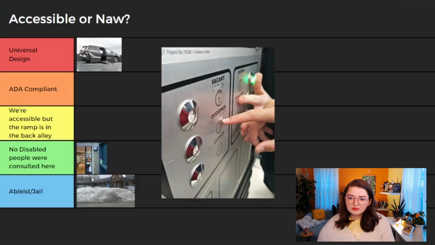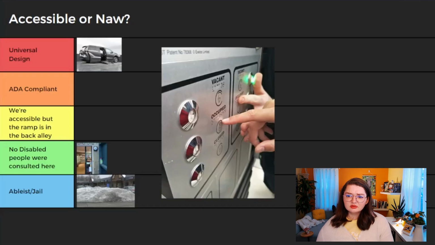Okay, we have, oh, okay, so this seems good. I don't know what to make of this, I'll be honest with you. I think it looks like it's a system for telling whether or not a bathroom is occupied, and it has Braille on it, which is great, and then little light up buttons. So I'm gonna put this in universal design, and I'll tell you why.